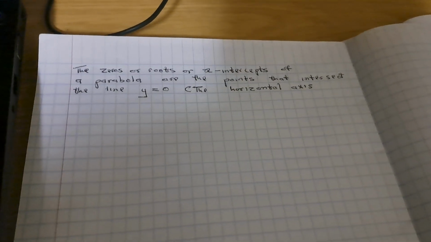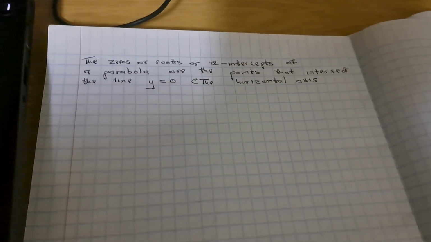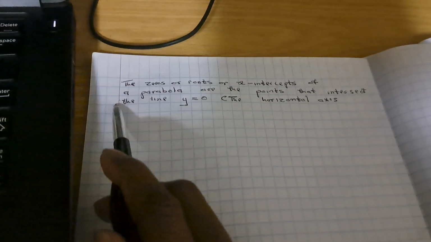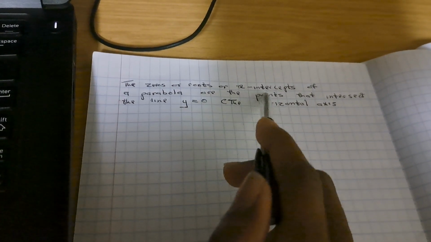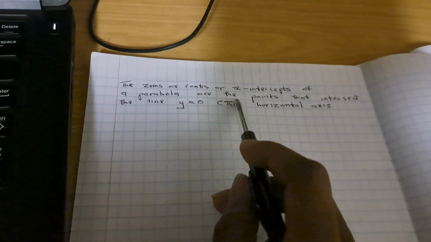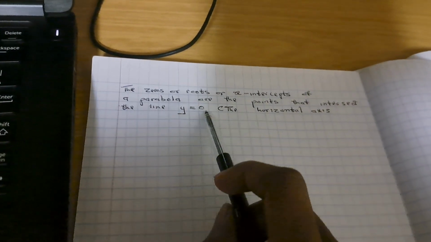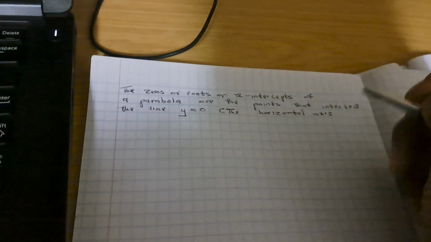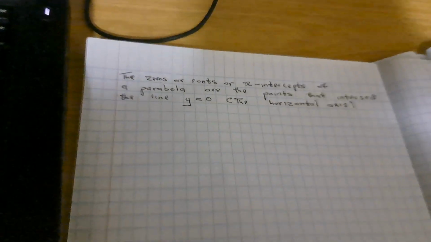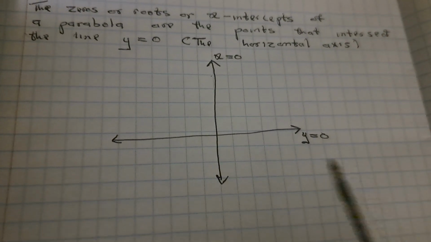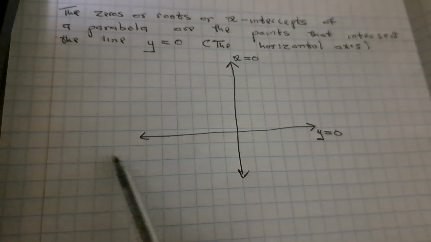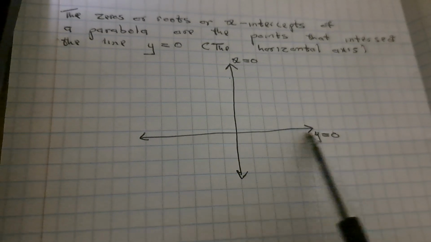Okay, I'm doing question 6, the question that I promised to do. I want to explain a concept before I move on. The zeros, or roots, or x-intercepts of a parabola are the points that intersect the line y is equal to 0. The line y is equal to 0 is the x-axis, the horizontal axis. That's what we're talking about.